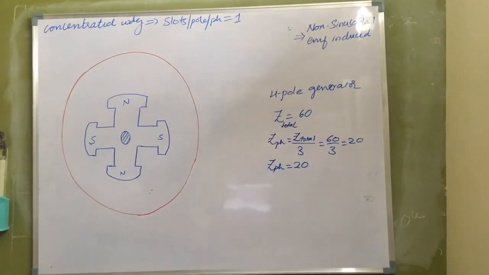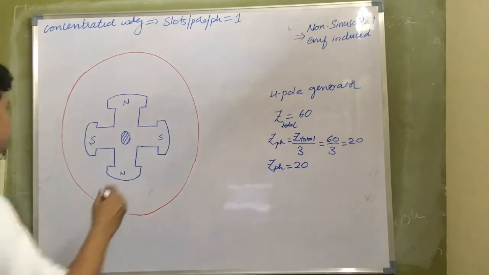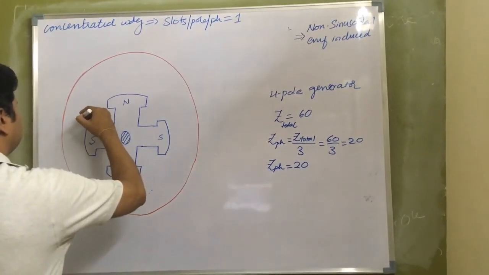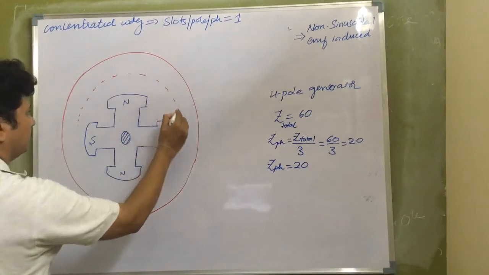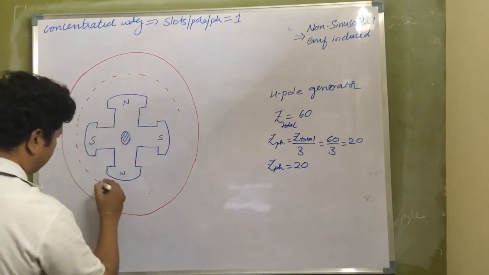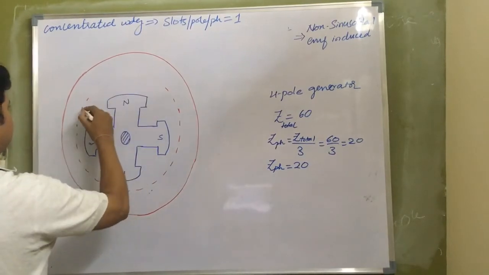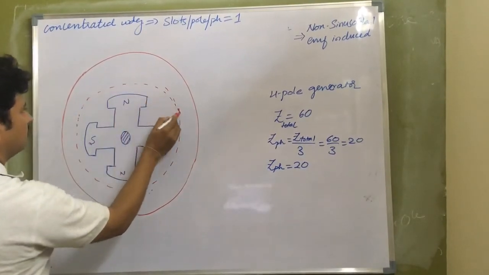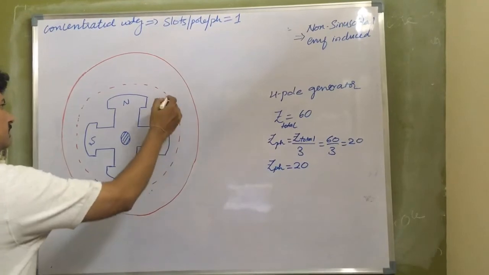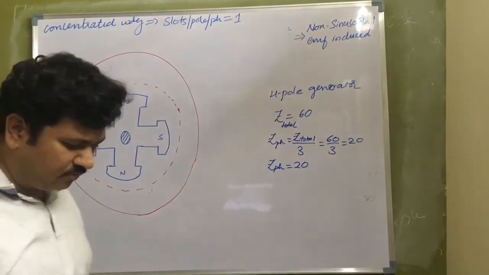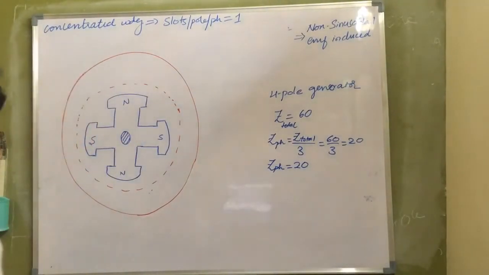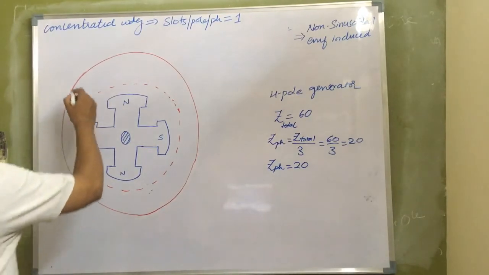Okay, and inside the stator I have to punch the number of slots. So what is the space of one pole? The space of one pole is this.